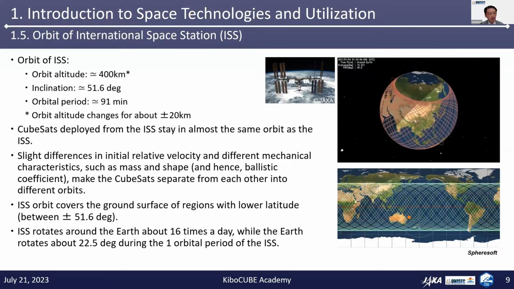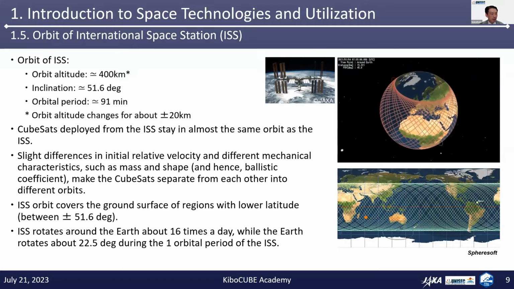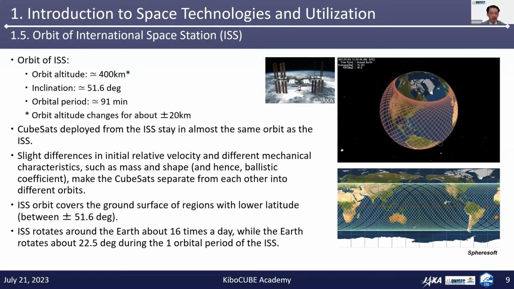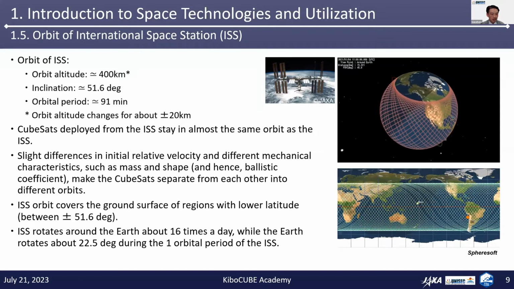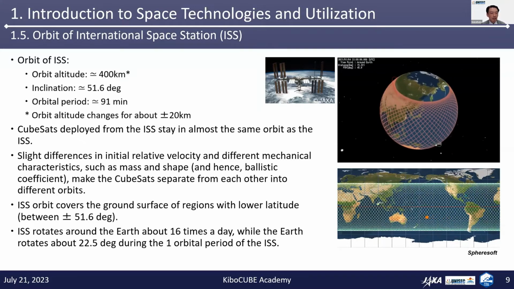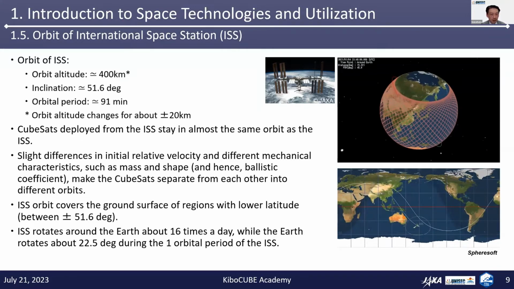As I already mentioned, the CubeSats deployed from the ISS stay in almost the same orbit as the ISS. Slight differences in initial relative velocity and different mechanical characteristics such as mass and shape, and hence ballistic coefficient, make the CubeSats separate from each other into different orbits.